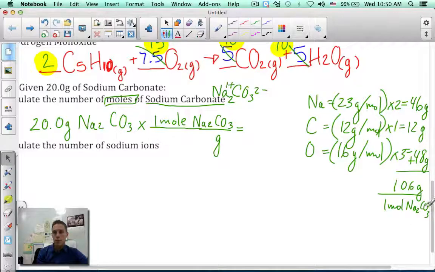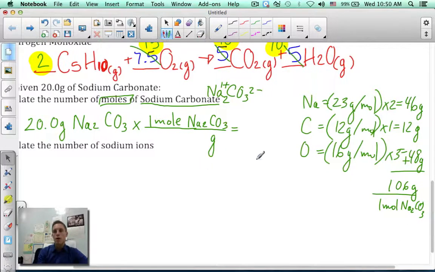Ran out of room a little bit there. See if I can scroll over a little bit more. Okay, now I'm going to take that 106 grams and I'm going to put it right there. Now I could put some decimals.